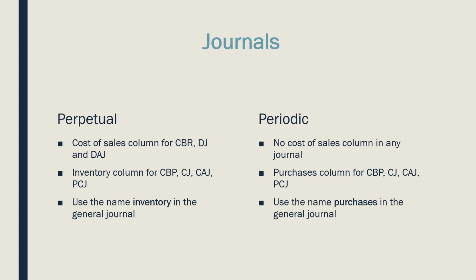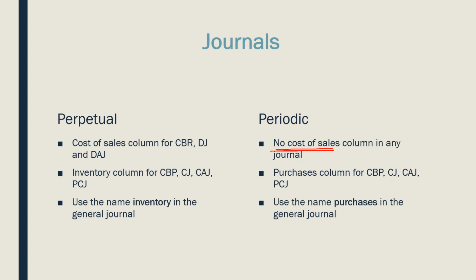In the journals, journals are actually quite straightforward and quite simple. In the perpetual system, we've got a cost of sales column. So we have a cost of sales column in the CBR, the DJ, and the DAJ. We have no cost of sales column in the periodic system. Pretty simple. Okay, so we don't work out any cost of sales.